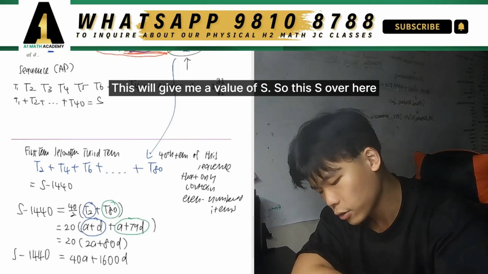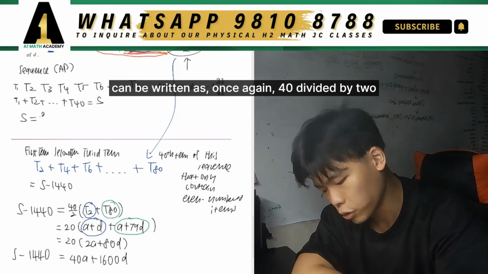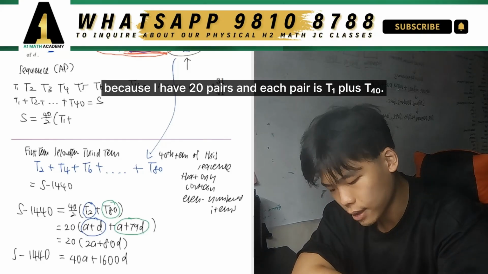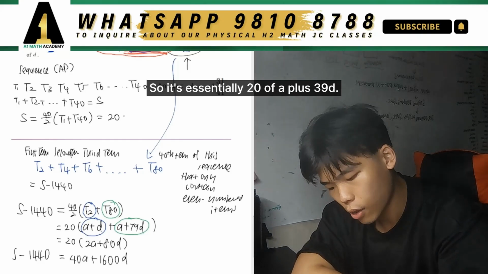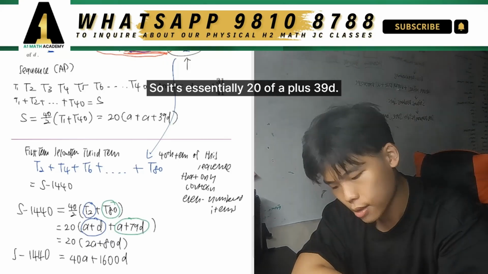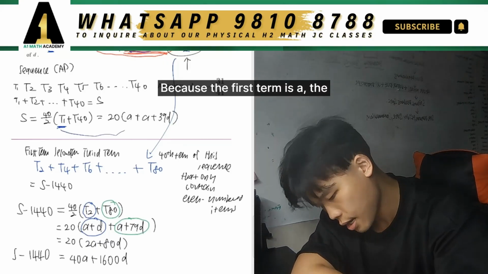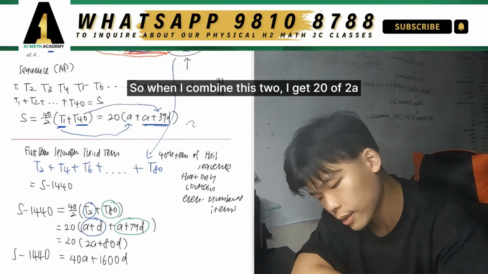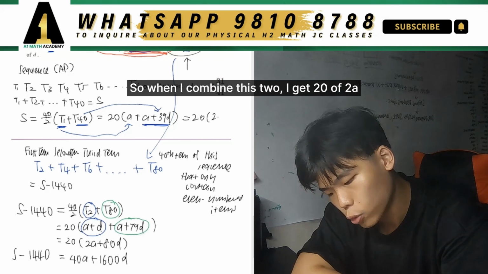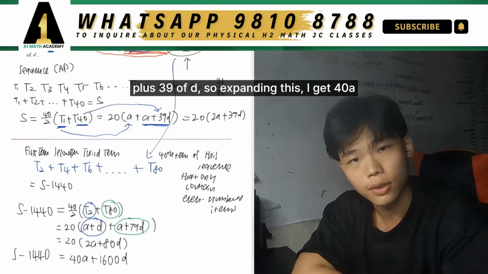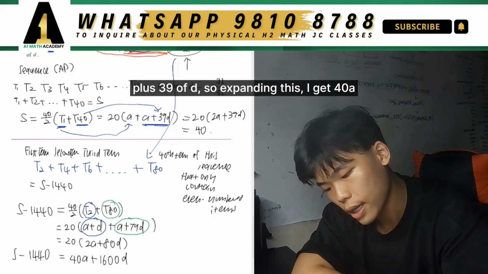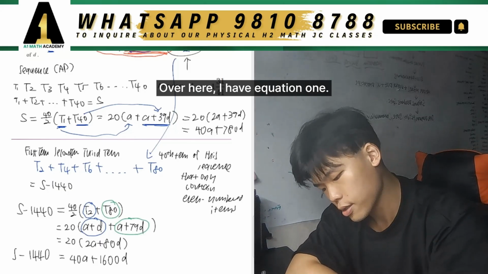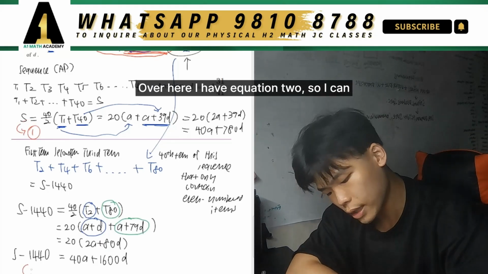So this S over here can be written as, once again, 40 divided by 2, because I have 20 pairs and each pair is T1 plus T40. So it's essentially 20 of (A plus A plus 39D), because the first term is A and T40 is essentially A plus 39D. So when I combine these two, I get 20 of (2A plus 39D). Expanding this, I get 40A plus 780D. So you see that I have two equations. Over here, I have equation 1, and over here, I have equation 2.